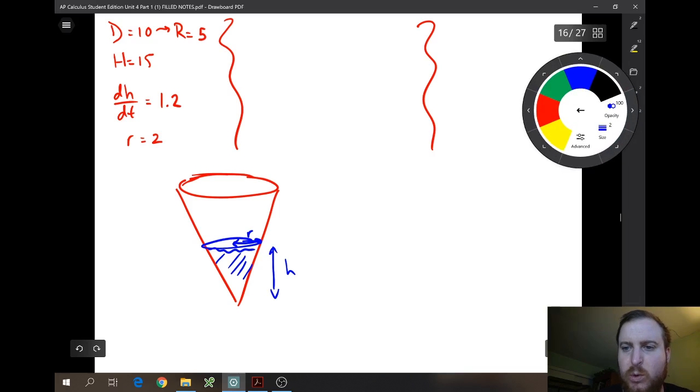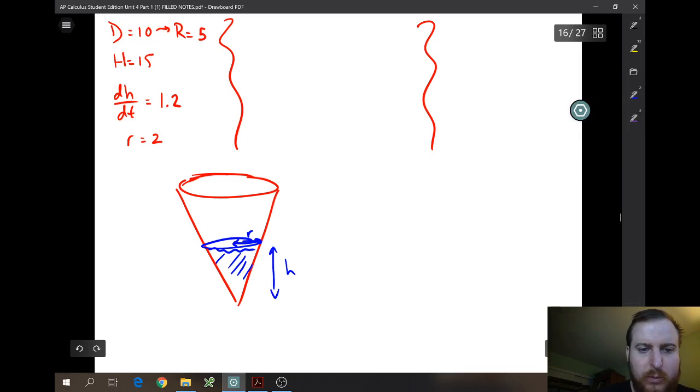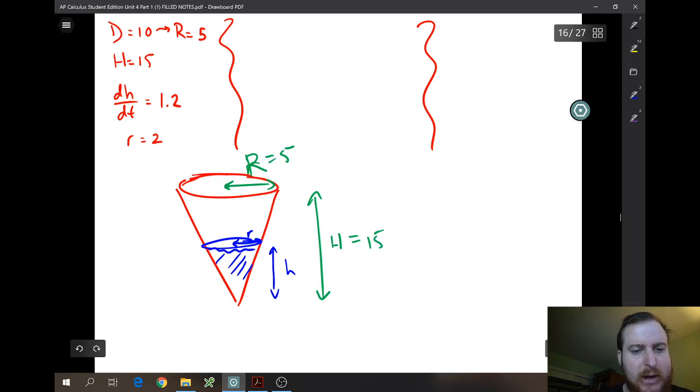But what is constant is the overall radius, right? The cone can't change. You're not all of a sudden going to pour in water and the cone gets bigger. That's ridiculous, right? So this big R and this big H are always going to be the same. The big R is always 5 and the big H is always 15. The cone cannot change. It might be like a funnel, or it might be like an ice cream cone, or whatever it is, but that actual object can't change. Only the amount of water can change.